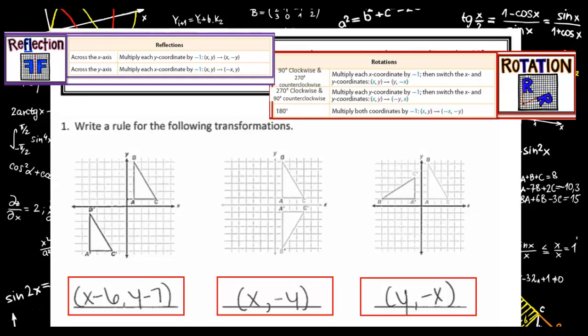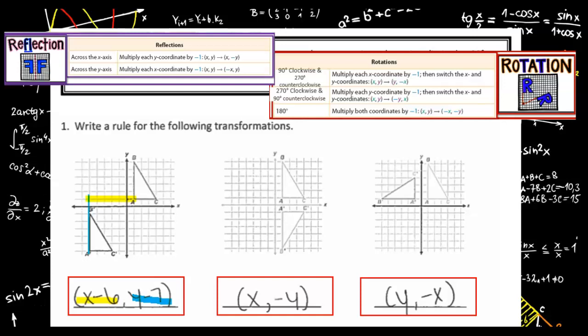All right, so here we have a, this one is a translation. It is moving, and you'll see that we go 6 places to the left. So that is x minus 6. And then, let me change my color there. Then we go 7 places down. So we have y minus 7.